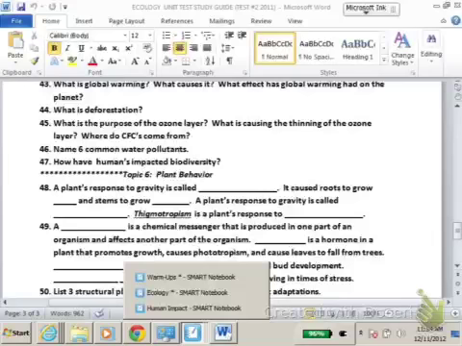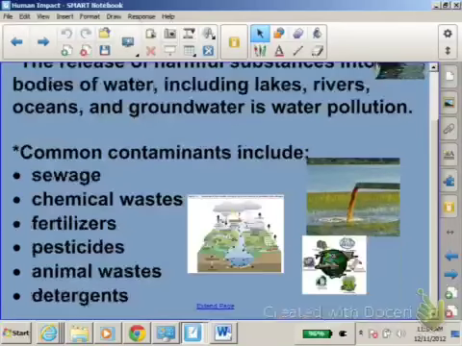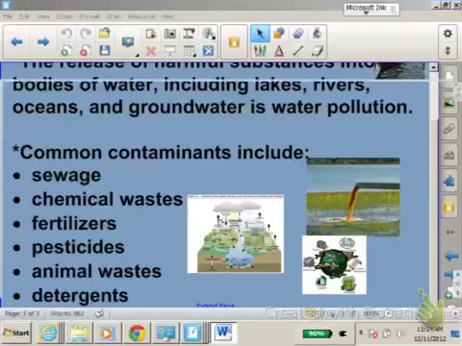Okay, number 46, name 6 common water pollutants. We need to take care of our water because it's where we get our drinking water from. But 6 common contaminants include sewage. You don't want that because of E. coli and other bacterial infections. Chemical waste, fertilizers, pesticides, animal waste, and detergents. All of those things get in the water and pollute it.